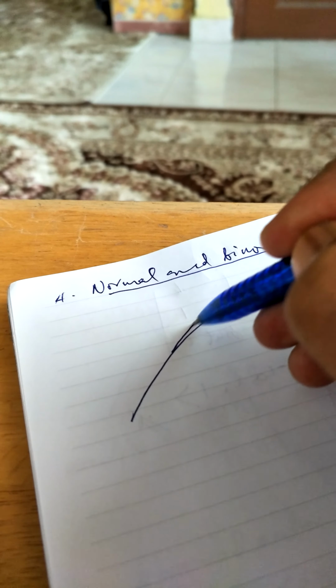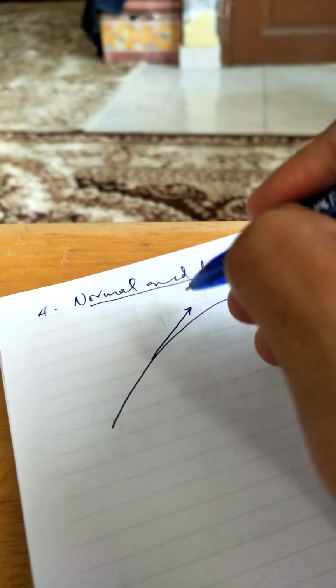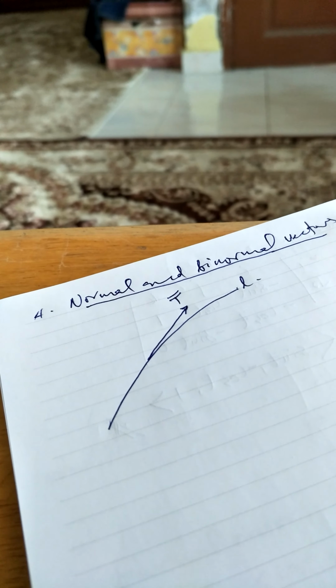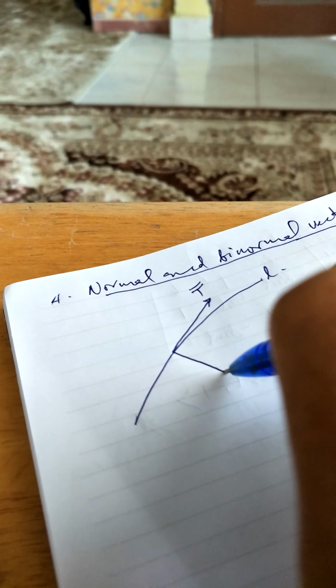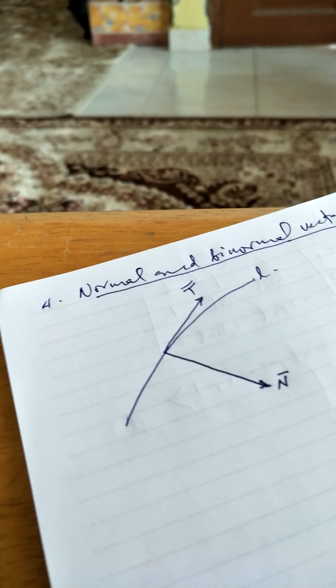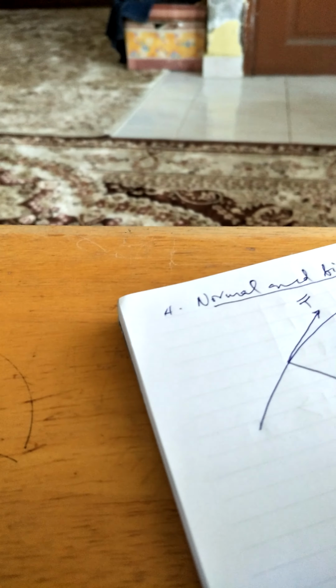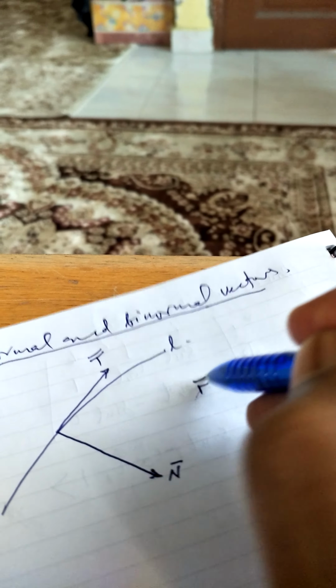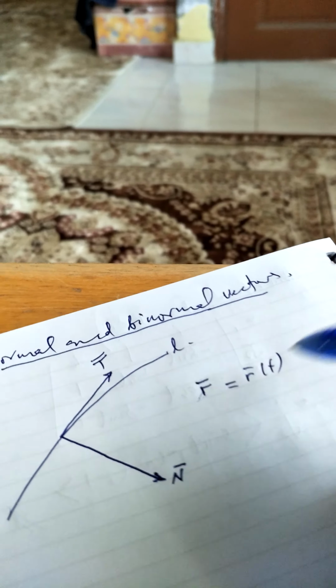Alright, so now if you consider a curve, let's give a name to this curve. Let's say L. At a particular point, we can find the tangent to it. This is given as a unit tangent, and we have a perpendicular to that. This is the unit normal vector. If you consider that as a position vector r, as a function of t. Yeah, this is a position vector.